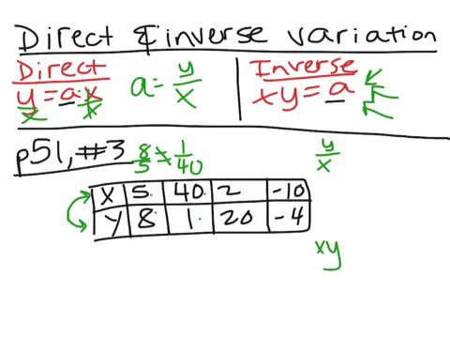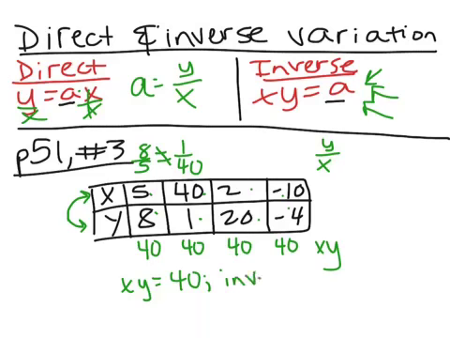So now I want to figure out, is it an inverse variation? So that means I have to do x times y. So I do 5 times 8, which gives me 40. I do 40 times 1, which gives me 40. 2 times 20, which gives me 40. And negative 10 times negative 4, which gives me 40. So that means here that xy equals 40. Therefore, it is an inverse variation.